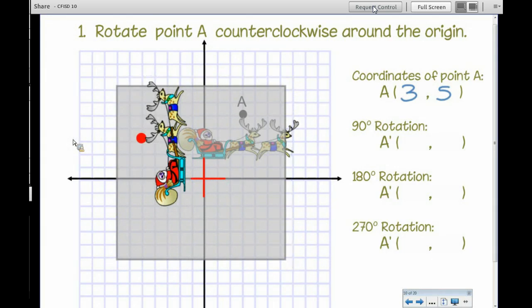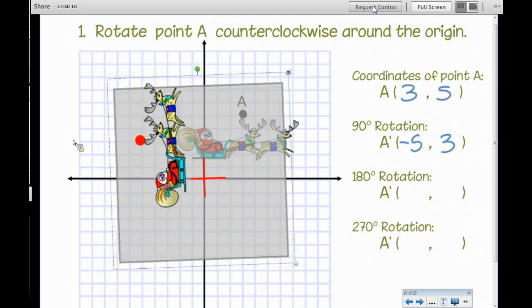So, when we rotate 90 degrees, (3, 5) becomes what coordinates? Where's A prime? (-5, 3). Okay, so (3, 5) became (-5, 3). See something that happened? Okay, let's rotate it 90 more degrees. We're going to call this A double prime.